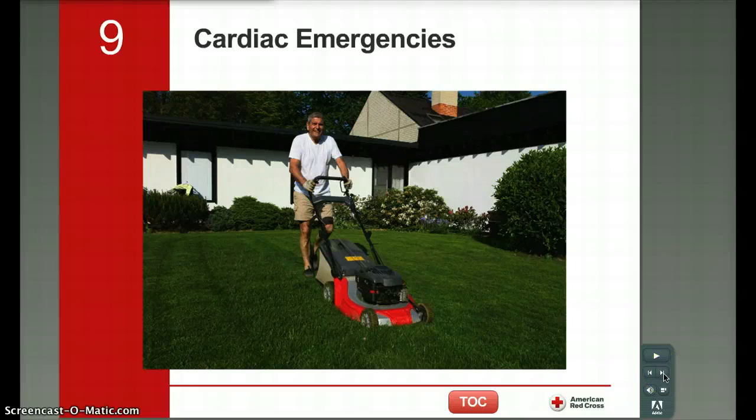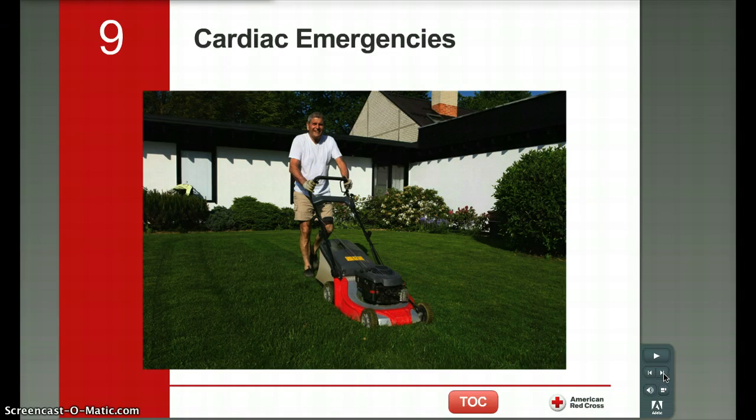The state of Minnesota is now requiring that all high school students within their health class be exposed to adult and child CPR and how to use an AED, which stands for Automated External Defibrillator. Although you will not become certified in the use of an AED or in CPR, you are going to be exposed and introduced on how to properly perform and how to properly use some of the different techniques. So right now we're going to talk about cardiac emergencies.